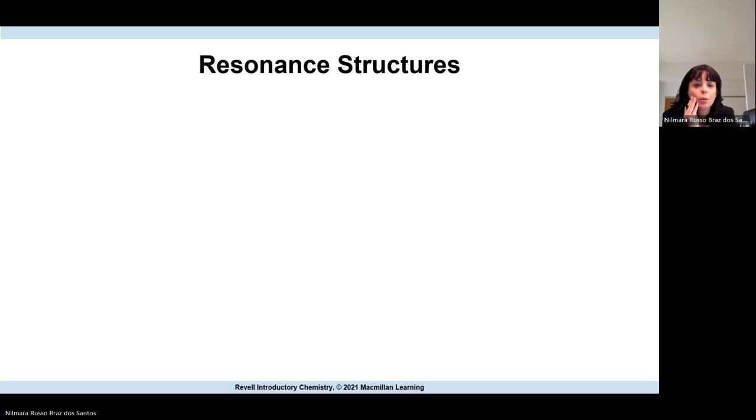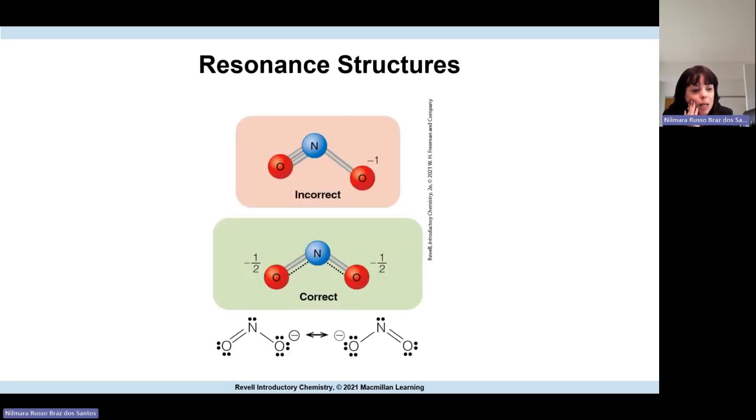Okay? Resonance. What is resonance? Resonance is when you have a double bond and they can move around. Remember, chemistry is about movement. The electrons are not freezing there, waiting for you to look at them. No, they are always in movement.